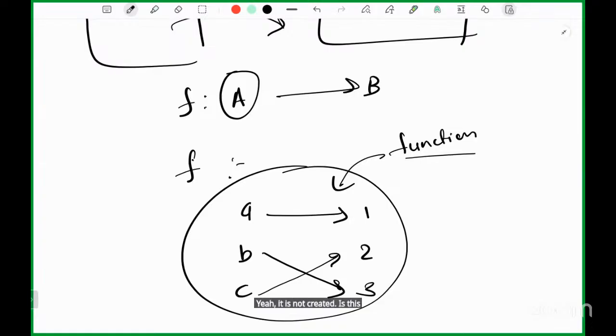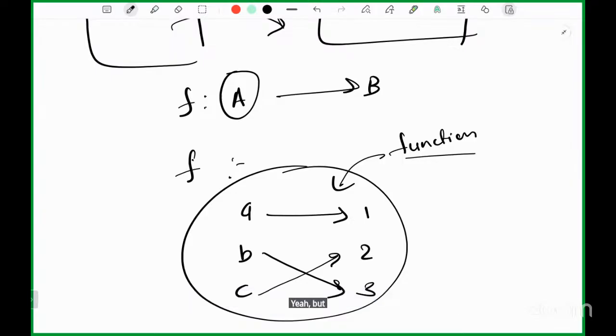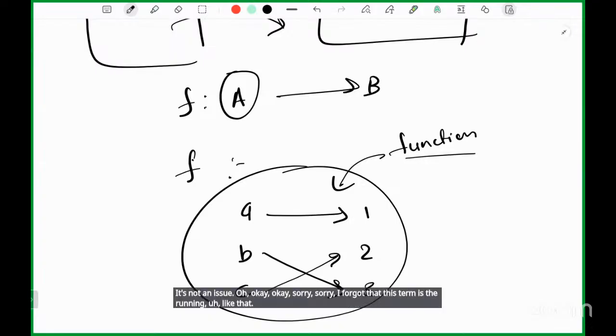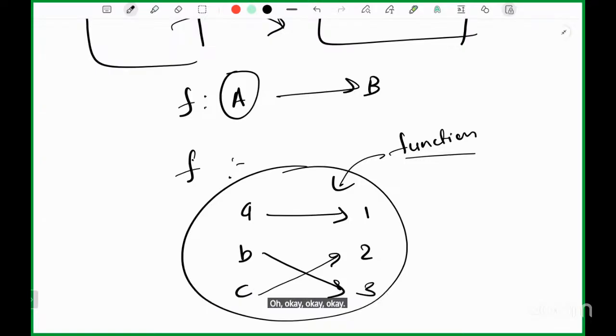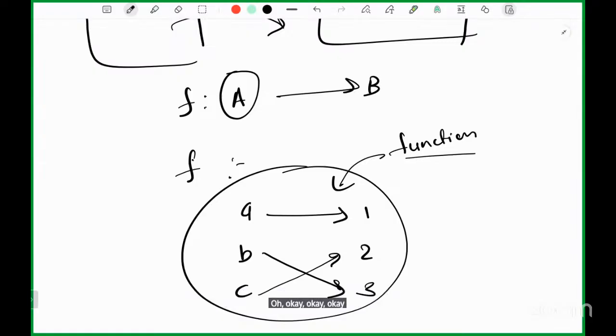Is this from a graded assignment? Yes, not graded, ungraded. Okay. I didn't know if I was allowed to show graded questions here because a lot of people wouldn't. Yeah, correct. But since the deadline has passed now, you can show. How is the deadline passed? The deadline is in June. Oh, okay. Sorry. I forgot that this term is running like that. Usually, when we are teaching week 3, the week 1 deadlines are already over. This time it is not.